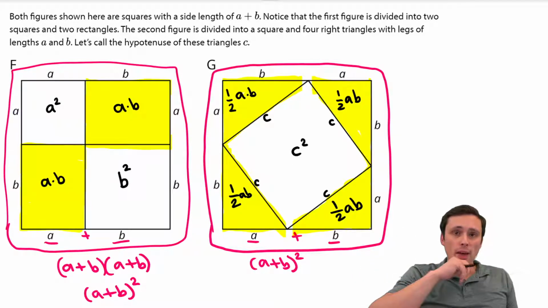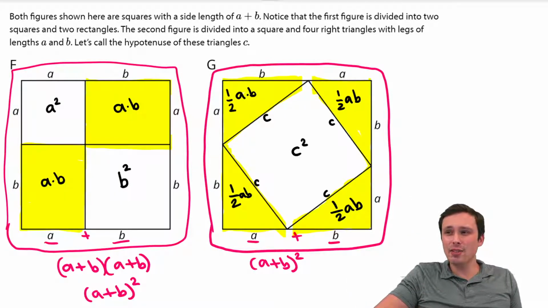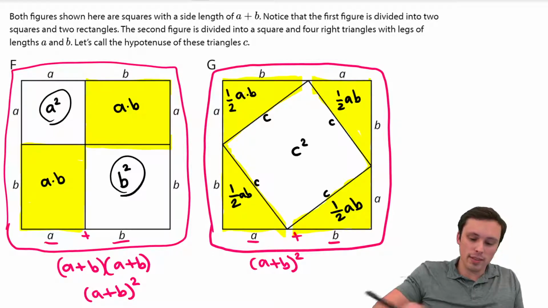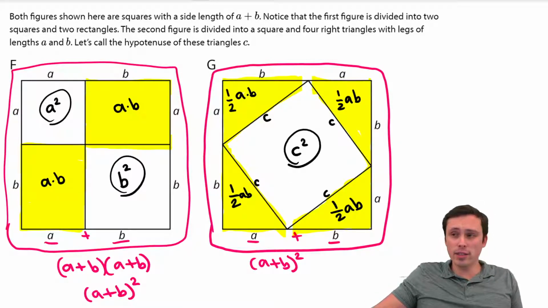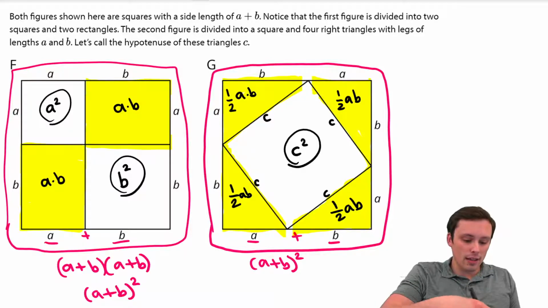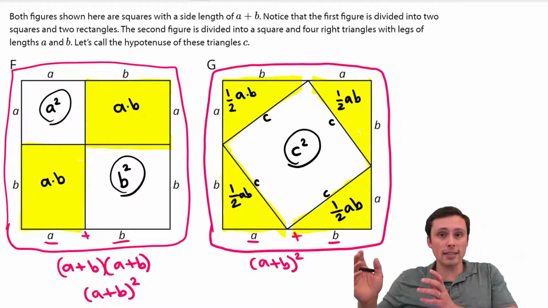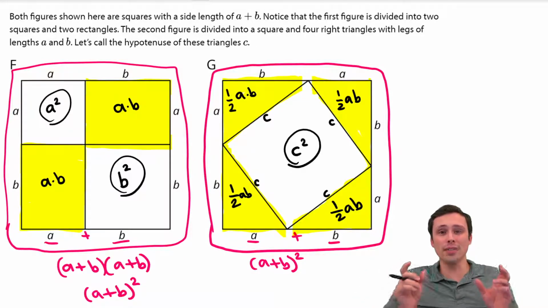Okay. Well, what's left over here? Is the white area that's left over in each shape equivalent? Meaning, is this a squared and this b squared that we have here equivalent to c squared? Well, it should be, right? Because if the area of the entire shape on the left is a plus b squared, and the area of the entire shape on the right is also a plus b squared, it doesn't really matter that it's a plus b squared. It matters that they're both equal.